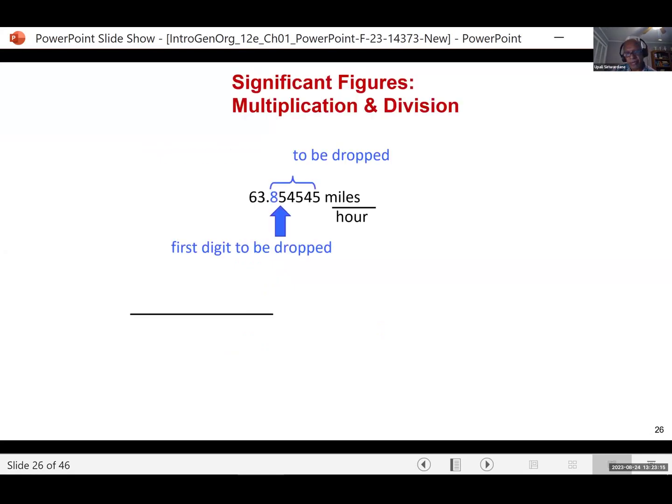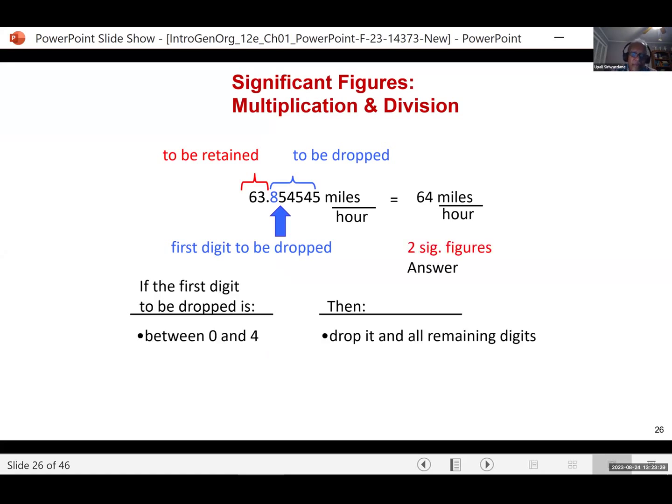So I describe here in detail. The answer becomes 64 when you round it off to the first place. 64 is the answer. So these are the rules that we followed. If the first digit to be dropped is between 0 and 4, drop it and all remaining digits. You drop, including 4 and all the digits to the left. Between 5 and 9, you round up the last digit to be retained by adding 1.